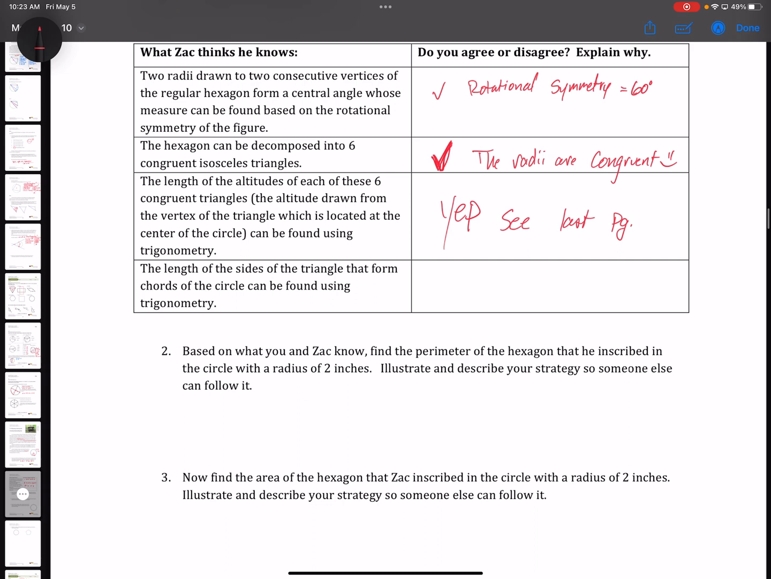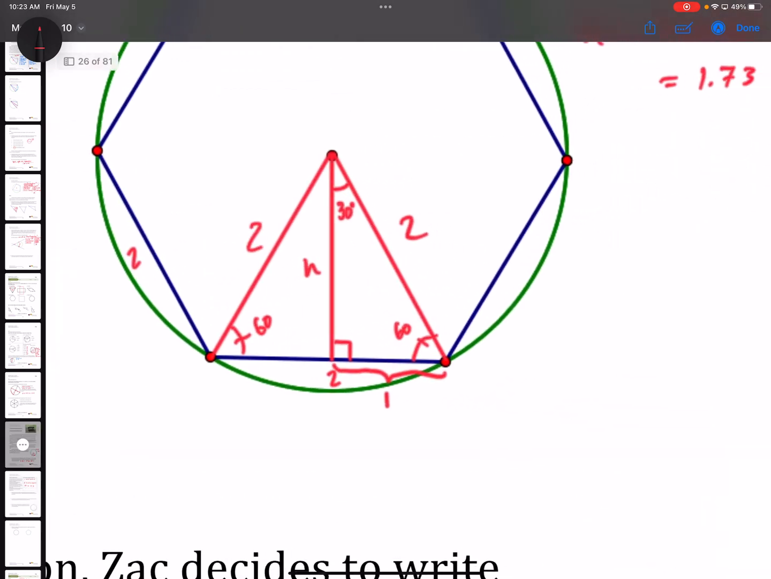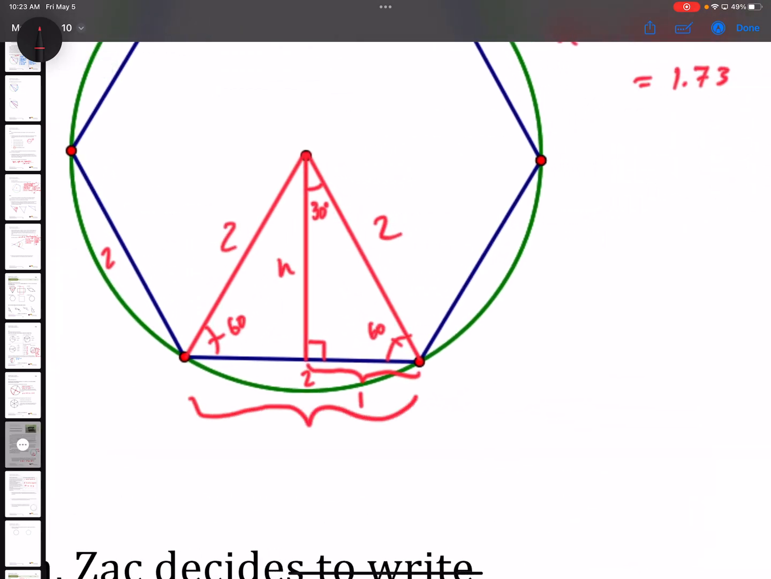The length of the sides of a triangle that form chords in the circle could be found using trigonometry. That means, could we have found this using trig?